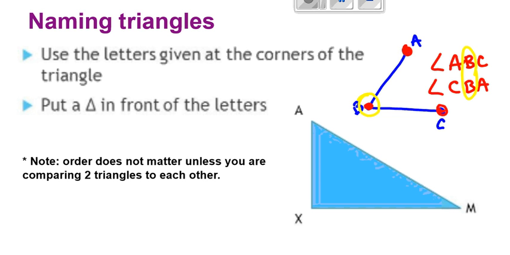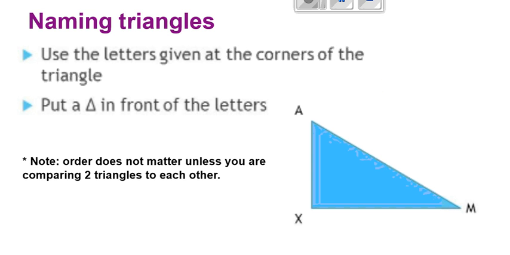Not so true when you're talking about triangles because it's a closed image. Notice how your angle is open on one end, where my triangle is completely closed in. So when I'm naming my triangles, the order of the letters really doesn't matter. For example, I could call this triangle AXM.